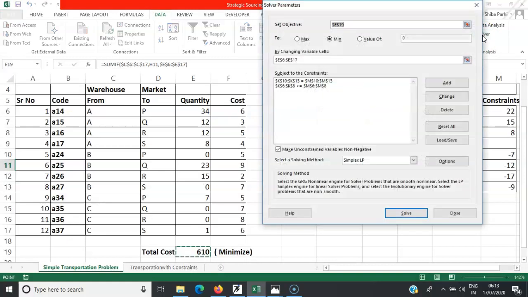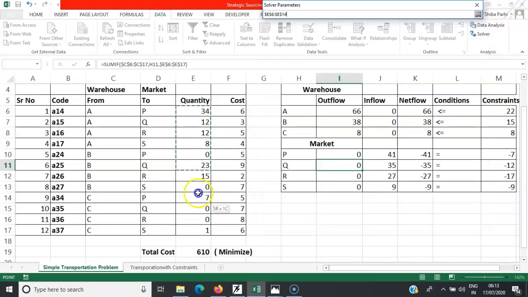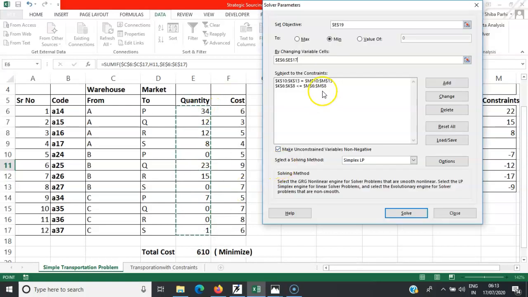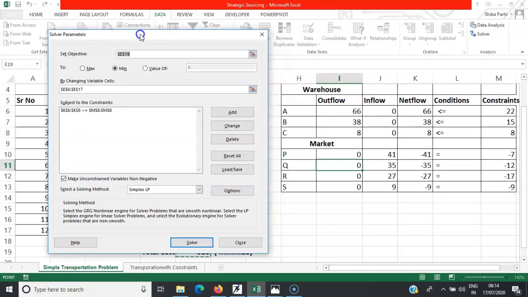So if I go to the solver, in solver I put all these constraints. The cell that is to be minimized is the total cost, and the changing variables, can you see, these are my changing variables. And the constraints, if you look into the constraints, I am re-adding all the constraints from the beginning.